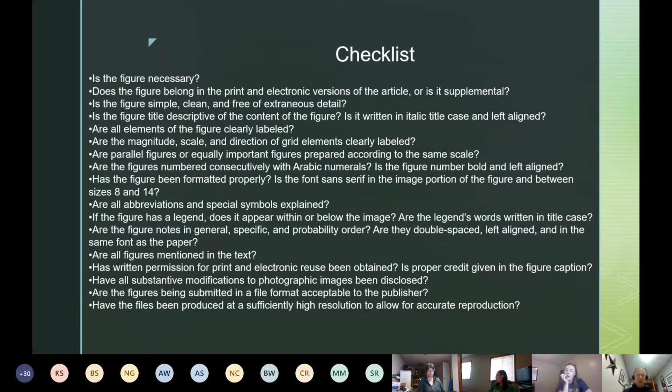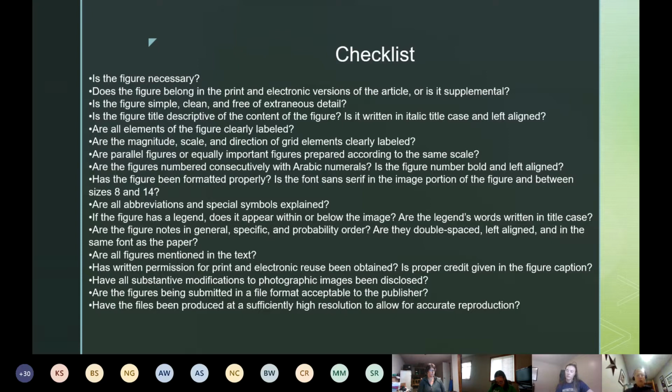Okay, has the figure been formatted properly? Are there any abbreviations that need to be explained? I don't think anybody will have a legend for their qualitative data analysis. In the text, when you're writing, and you're not writing anything for your assignment, but if you were to take this data analysis piece and this figure, you would have to say in your write-up and your results, refer to figure 1 for an explanation of how data analysis was completed. So you're referring to the figure in the text.